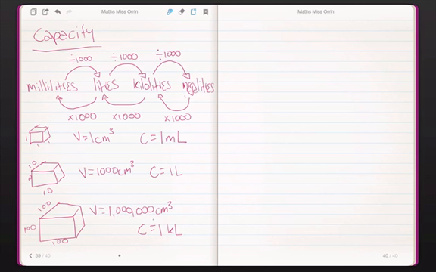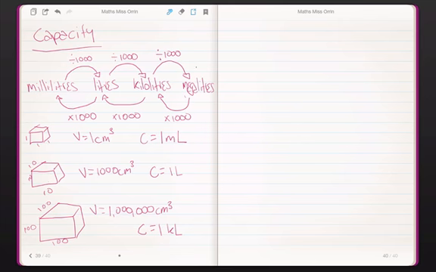So this is the type of thing we talk about when we're measuring water tanks and swimming pools, those type of things. Or even a milk container. If you buy a litre of milk, well, we don't buy milk in cubes, but it would be the equivalent capacity, okay?